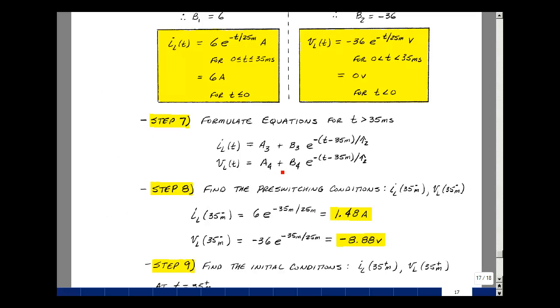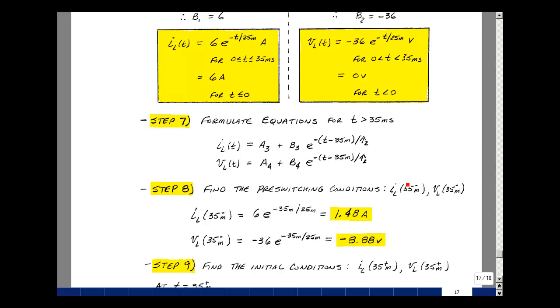We're basically going to repeat the 6-step algorithm again, where step 7 is really our step 1. So we'll find the pre-switching conditions. Now here's something a little different. We would normally assume that the inductor's been in the circuit a long time and we treat it like a short circuit. But that's not the case. It's actually following these equations.